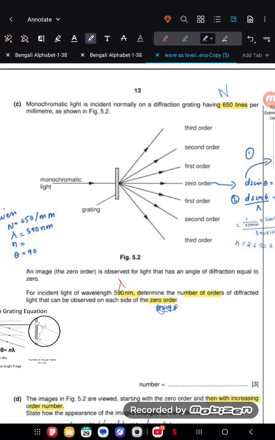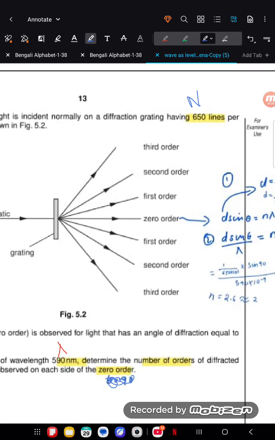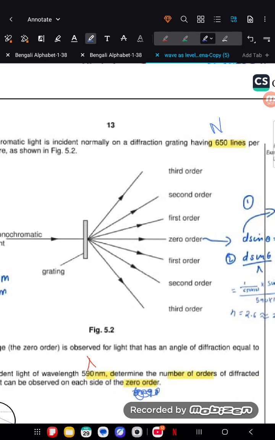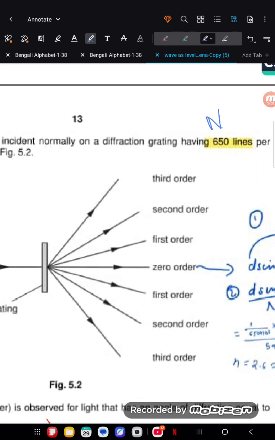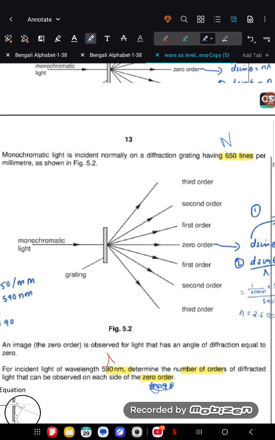Okay, see, everything is given here. N is given, capital N. So how do you know this is capital N? Because they are saying a diffraction grating having 650 lines per millimeter. So what are they saying? They are saying a diffraction grating having 650 lines per millimeter. It means capital N is given.